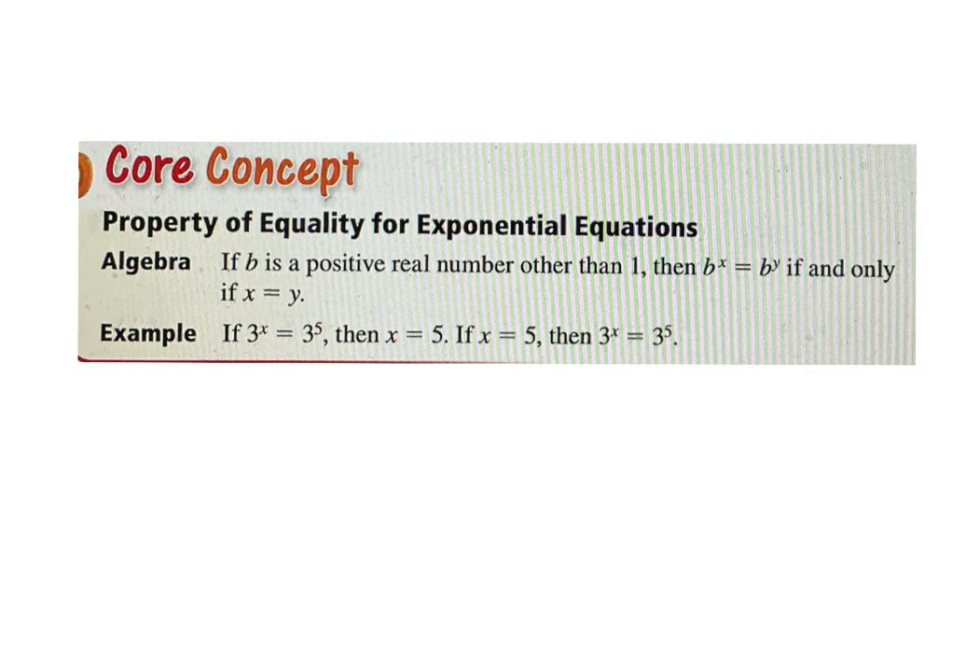Here's the core concept. If b is a positive number, and that's the case if the bases are the same, the only way that equation can be true is if the exponents are the same. So if you look at that right there, if 3 to the x equals 3 to the 5th, think about it: x has to be 5, because the base is already equal, so that means the exponents must also be equal. I'm going to show you 3 examples, and that's going to be the video.